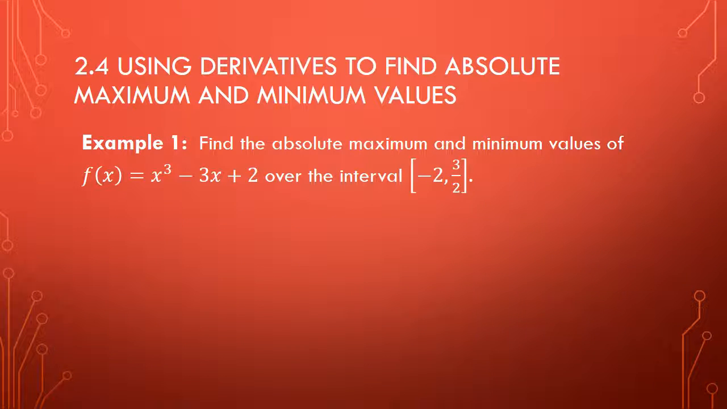All right, let's try an example. We're going to do what we just talked about. You're going to find the absolute maximum and minimum. So you're going to take the first derivative and set it equal to 0. List the values of x that give you 0 for that first derivative, along with -2 and 3/2, the beginning and the end of our interval, and then find the y values that match. Pause the recording, give this a try, and resume to check your answer.